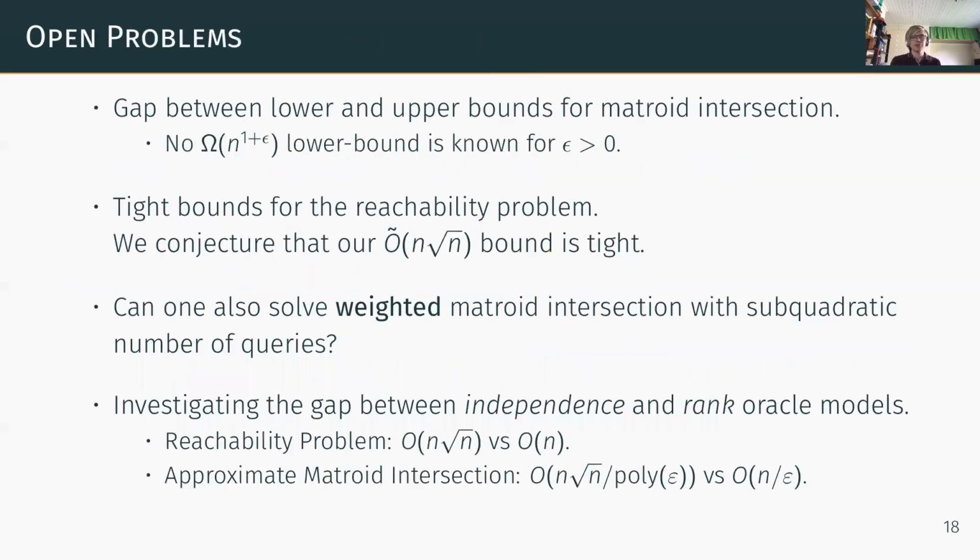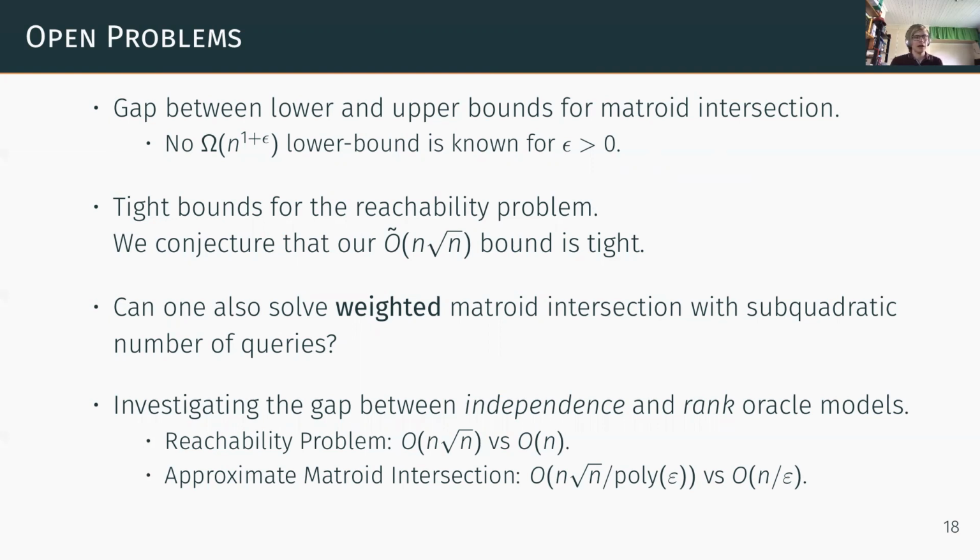So let's move on to some open problems related to Matroid intersection. The first problem is investigating the gap between the lower and upper bounds for Matroid intersection. Most recent papers have only improved the upper bound case, like ours. While in the lower bound case, it's still quite open to even get some omega n to the 1 plus epsilon lower bound for some positive epsilon. Another open problem is to investigate this reachability problem in more detail. We conjecture that our n squared n bound is tight, at least for the randomized case.